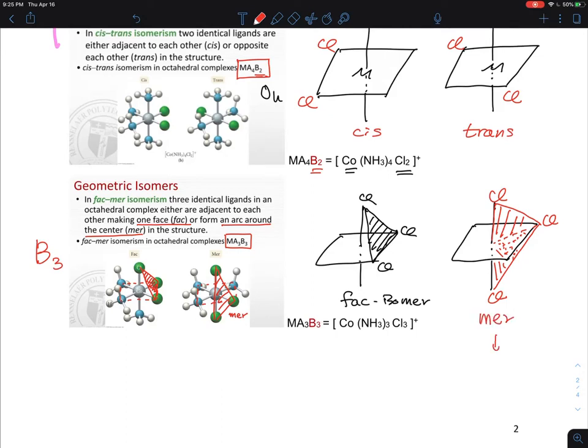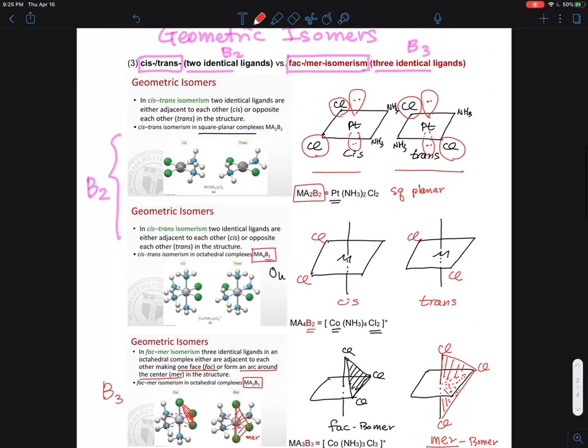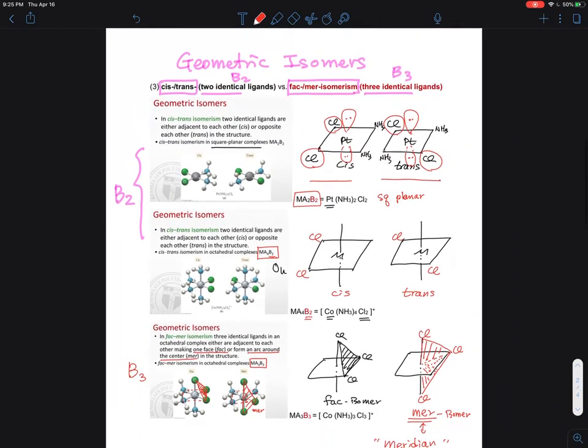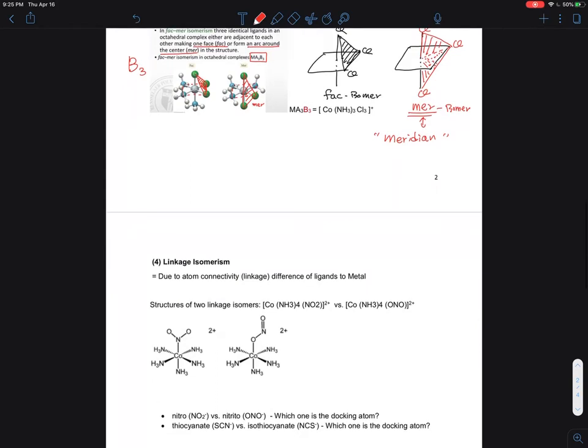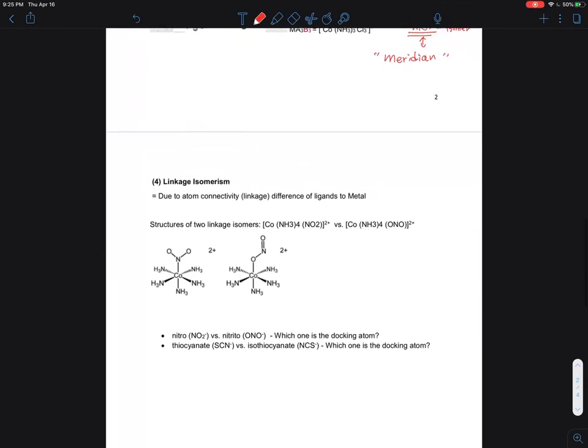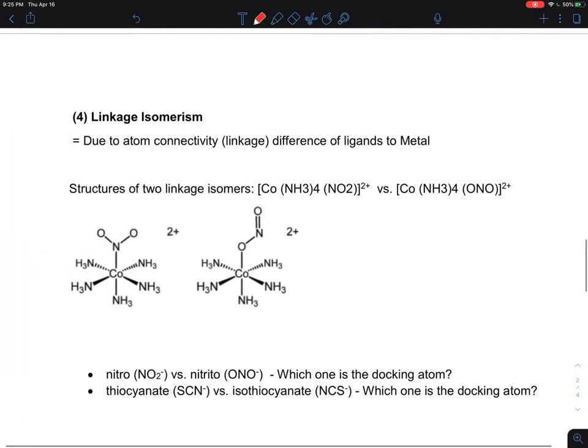And if you remember the meridian, okay, this is very similar to that. So this is going through the pole, and that's a MER isomer. Okay, so those are what you can find out from here. And then I also solved the previous exam problem, and I started to notice something that is also called a linkage isomer, and this is something that I wanted to share with you.